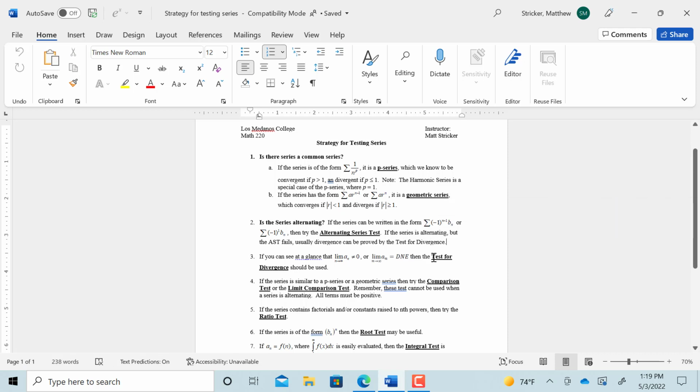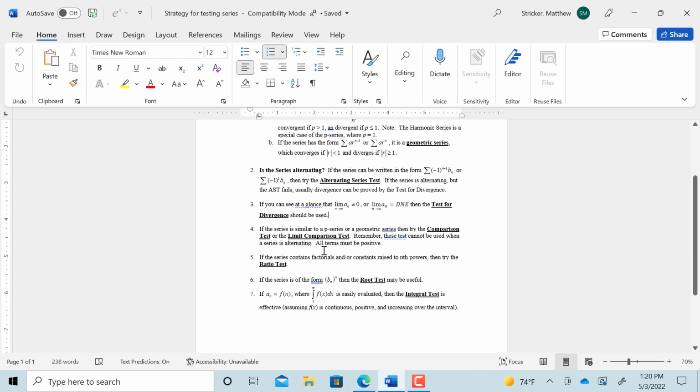That usually follows. Now, if you see that it's not alternating, remember to be alternating, it has to have like -1 to a power, right? If it's not alternating, then you're going to look to see if the series is easily provable to diverge by the divergence test, because that's an easy thing to take. You just take the limit of the terms and see if they approach some constant that's not 0.